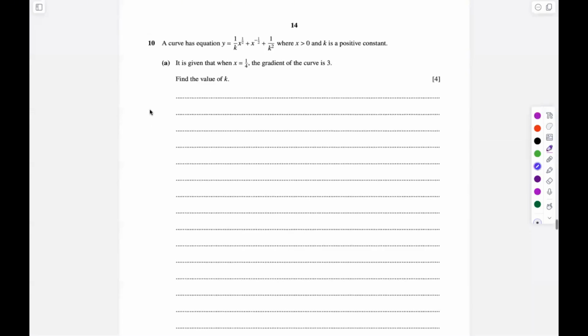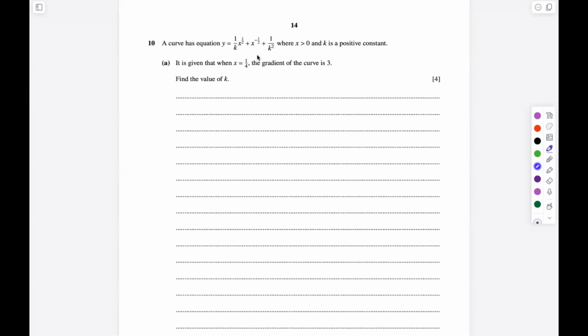Question 10. A curve has equation y equals 1 upon k x to the power half plus x to the power minus half plus 1 upon k squared, where x is greater than 0 and k is a positive constant. In part A, it is given that when x equals 1 upon 4, the gradient of the curve is 3. We have to find the value of k.